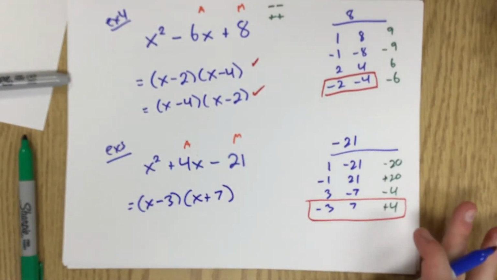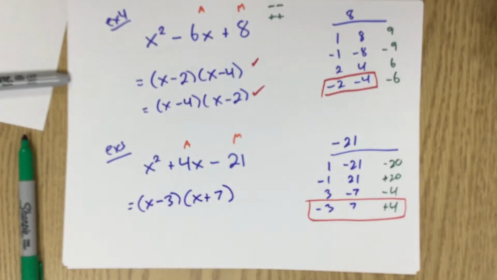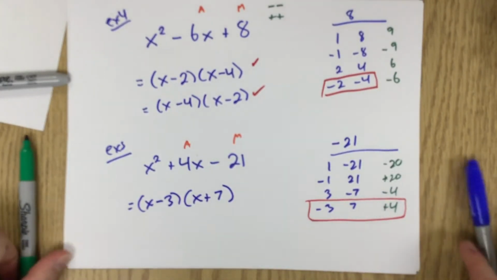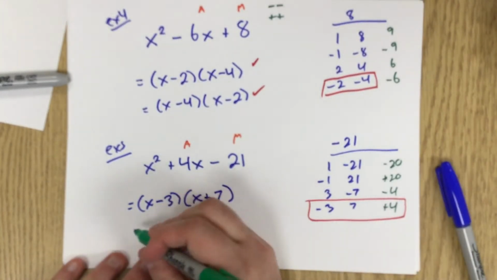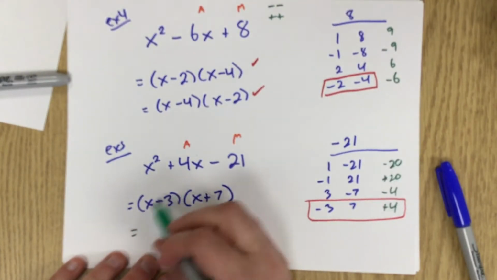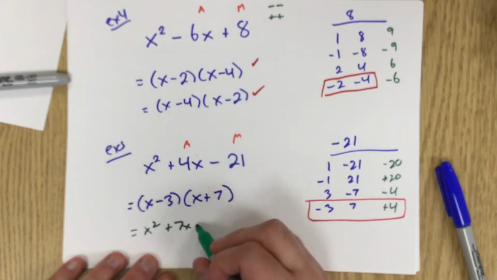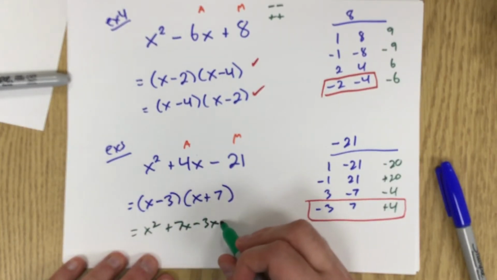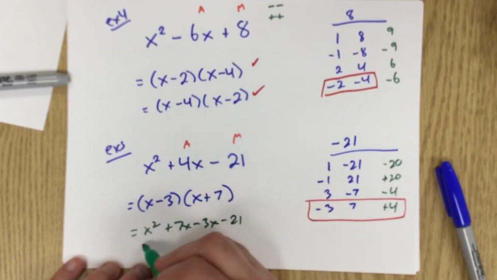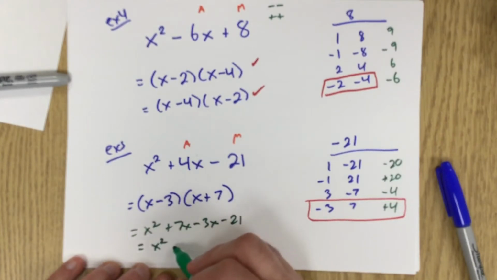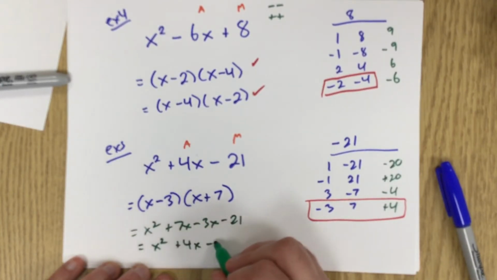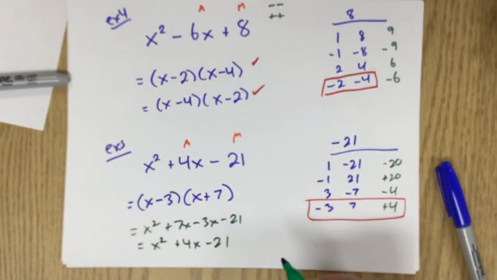If you're not sure if you have the right answer, there's actually a way you could figure it out. So let's say you're in the middle of a test and you're not sure if you have the right answer. You could just expand it. All right, so you could go x times x is x squared, x times 7 is 7x, minus 3x is that, minus 3 times 7 is minus 21. Combine the like terms, and you end up back to there. So that's one way you could always test it to see if you have the right answer.